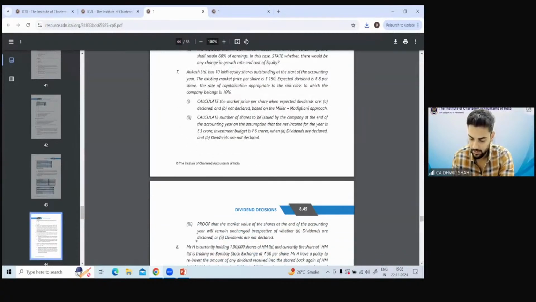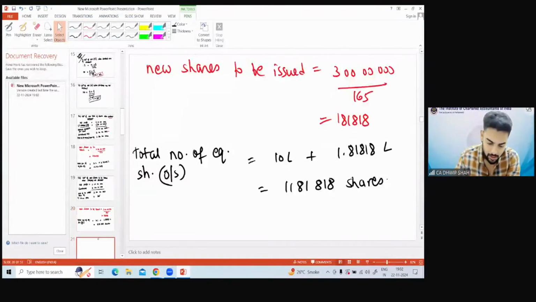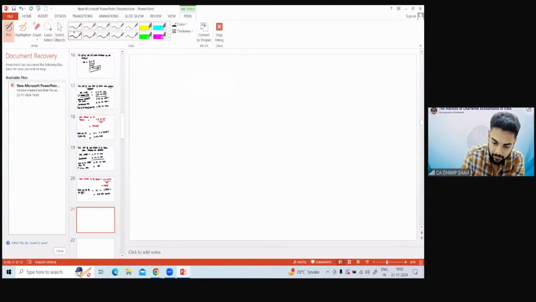Now what have they asked in part 3? Prove that the market value of the shares at the end of accounting year will remain unchanged, irrespective of whether dividends are declared or not. So you have to prove that the market cap of the company remains the same. Either dividend is declared or not, you have to prove that it remains the same. So let's prove that as well.